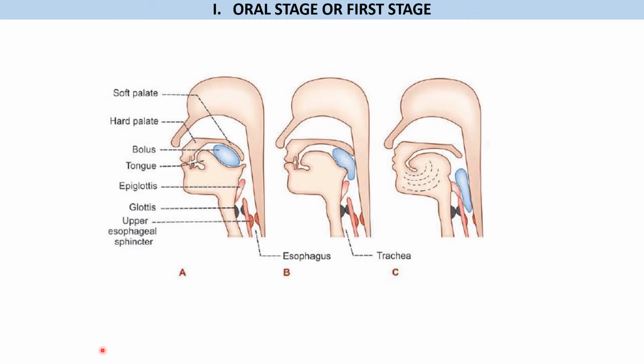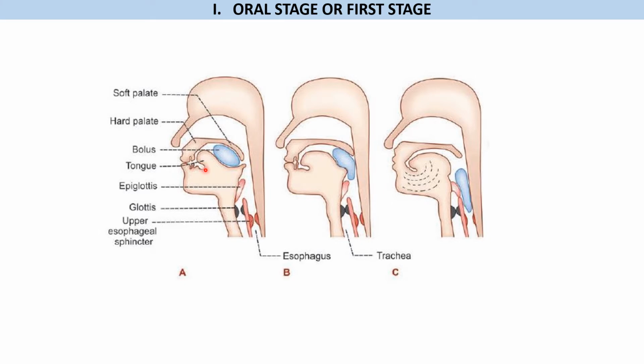The very first stage of deglutition is the oral stage. Now this is a voluntary stage or a voluntary phase. Here focus on picture A. Here you can see the oral phase, the first phase of swallowing, and it is voluntary. That is, you can control the actions which are happening in this phase.